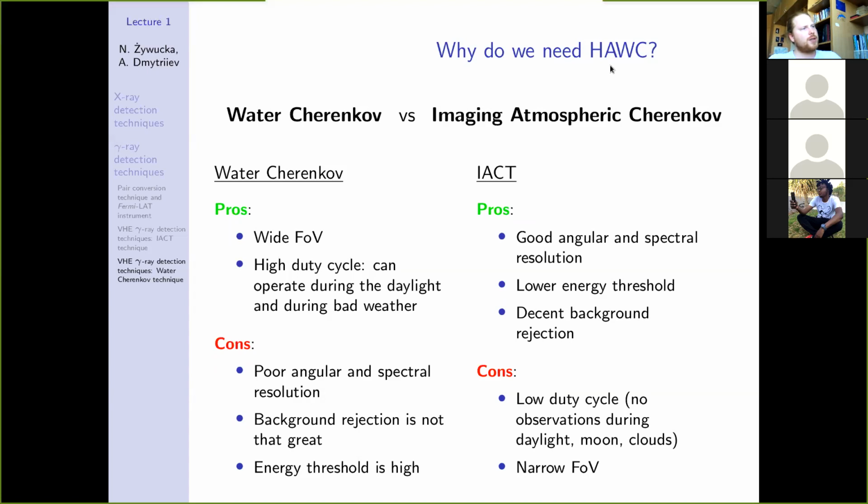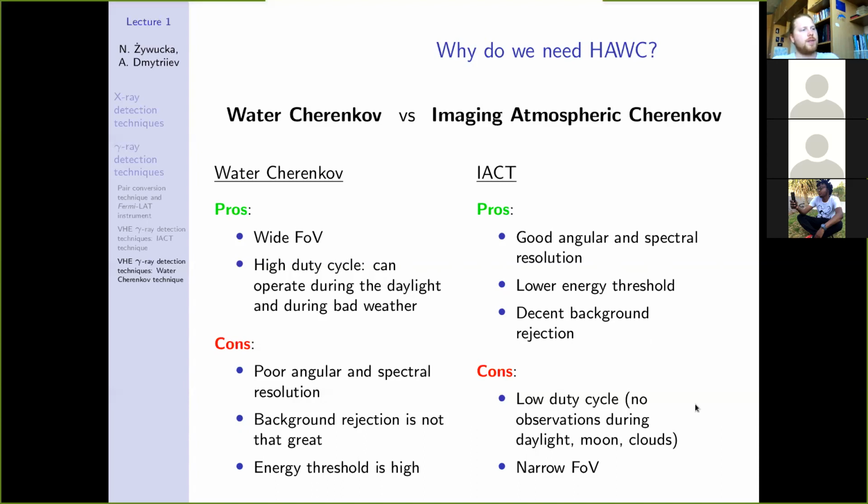So for IACTs, the advantages are very good angular and spectral resolution, due to the fact that I already mentioned: you see the entire shower in Cherenkov light. So you have a good handle to reconstruct all the information, the energy and the arrival direction. Also a lower energy threshold, because you receive Cherenkov light from the air shower anyway. Because it's always directed towards the ground, you always see showers even with low energy. And it features also very decent background rejection, so it's more precise in the case of IACTs.